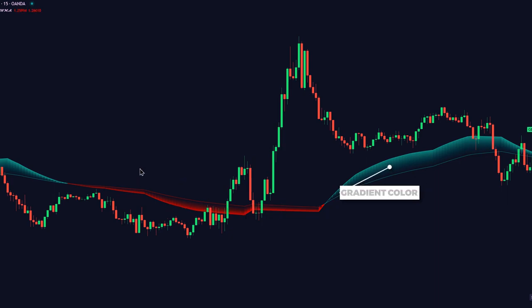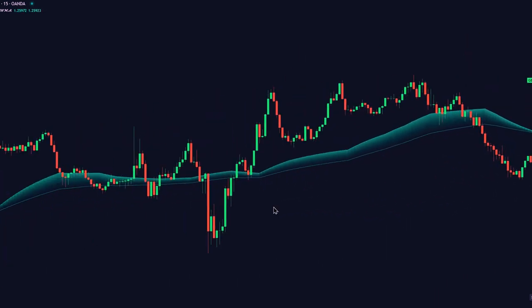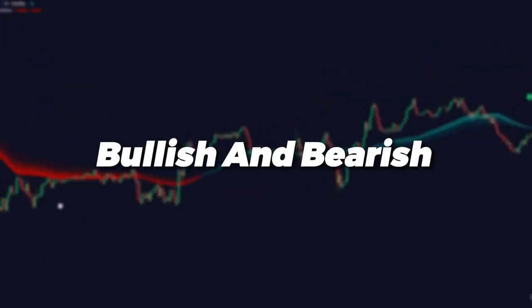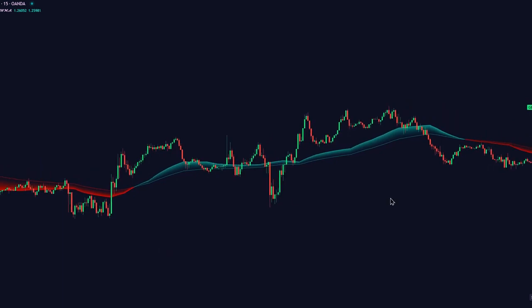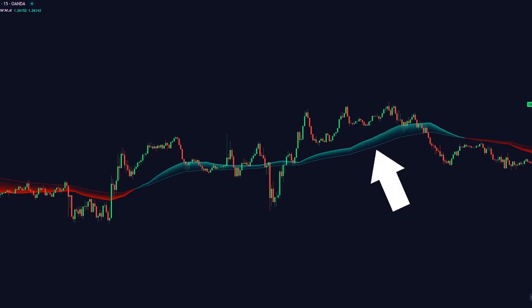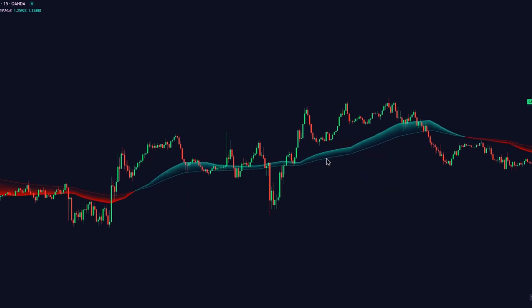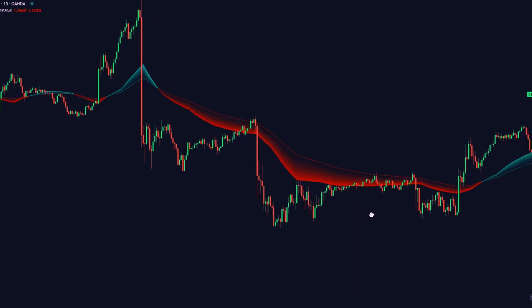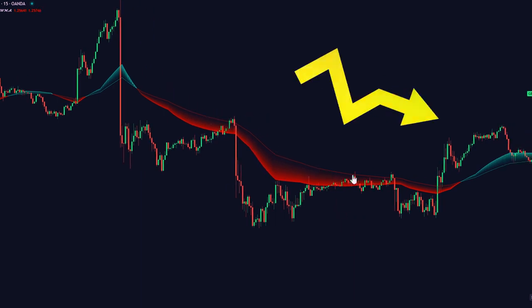How this indicator works is similar to how the normal moving averages actually work, which is it basically identifies bullish and bearish trends in the market. A bullish trend is identified when the fast-moving average is above the slow-moving average, creating a green trend ribbon like this one. So basically, when this ribbon is colored green, that indicates a bullish trend. Conversely, a bearish trend is identified when the fast-moving average is under the slow-moving average and the trend ribbon is colored red, like it is right here. This indicates a bearish trend.